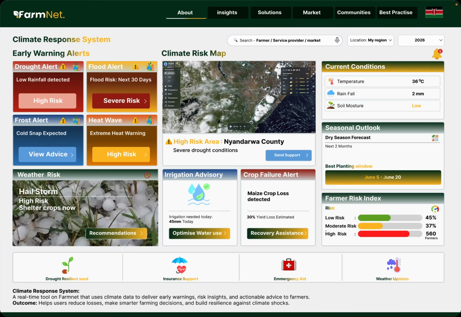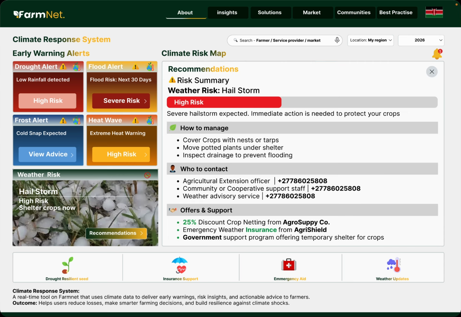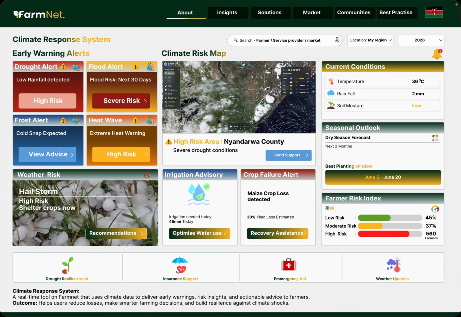How does weather alert work? Click on weather alert. You see the whole climate response system displayed there. And when you look at something like hailstorm, high risk, shelter crops now, you need more information as a farmer, you click on it, it gives you all the recommendations on what should be done, who should be contacted, how to manage, and offering and support from service providers. You can see that shows 25% discount crop netting from Agro Supply Company, emergency weather insurance from AgriShield, government support, and so on.